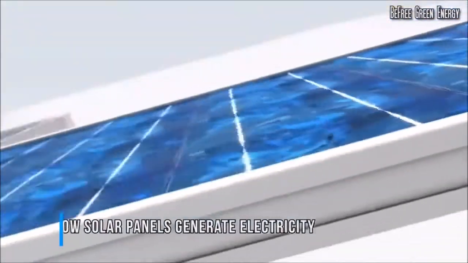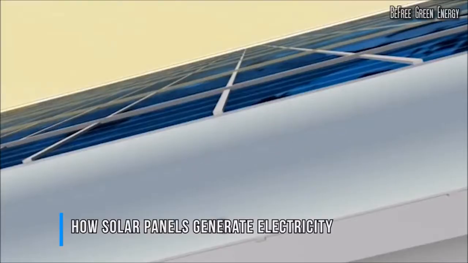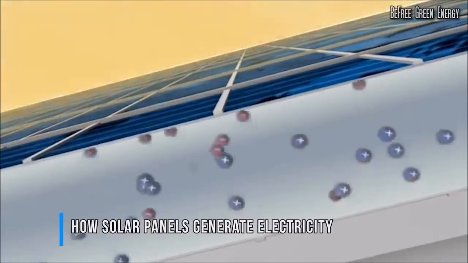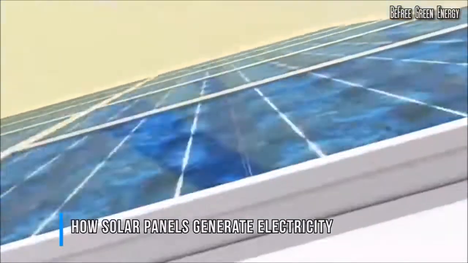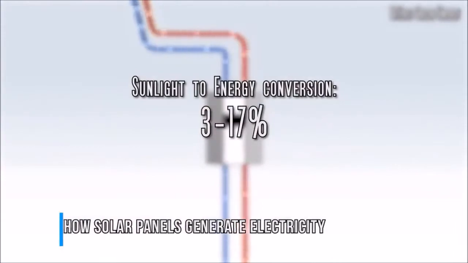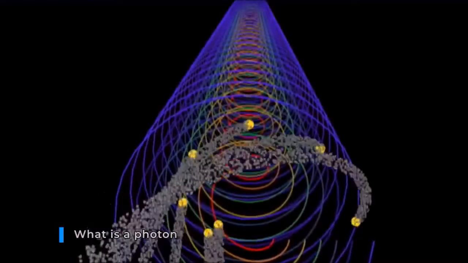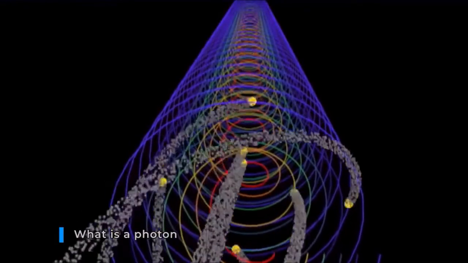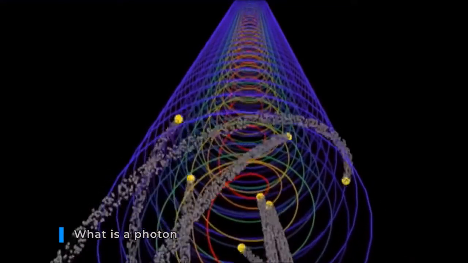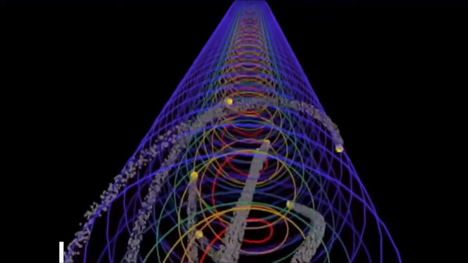So, how do solar panels generate electricity? Most typical commercial solar solutions convert sunlight to electrical energy at an average efficiency of 3 to 70%. What is a photon? A photon is the smallest energy package of sunlight. Now, I'm going to explain how solar cells convert sunlight to electricity.